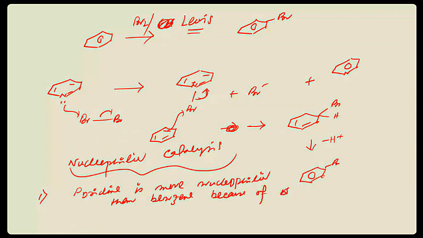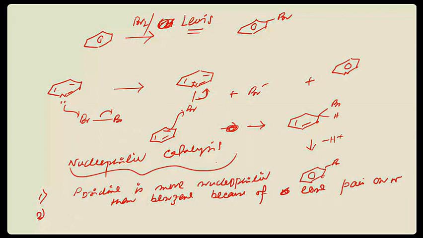Because of the lone pair on nitrogen. Second fantastic thing: pyridine is a better nucleophile than benzene, and a better leaving group. That's why it leaves here. If it were not a better leaving group, then after just reaction with the bromine, it would not go away. As this is a better leaving group, that's why it goes away. So number one, it is a good nucleophile, better than benzene, and number two, a better leaving group than bromine.